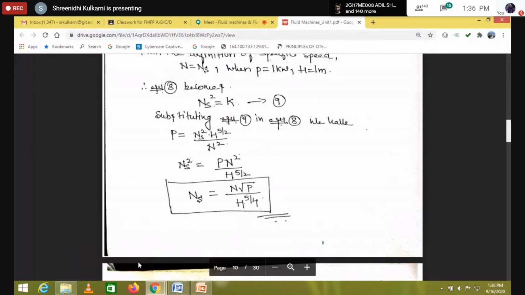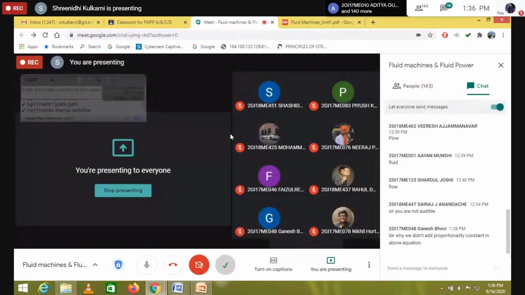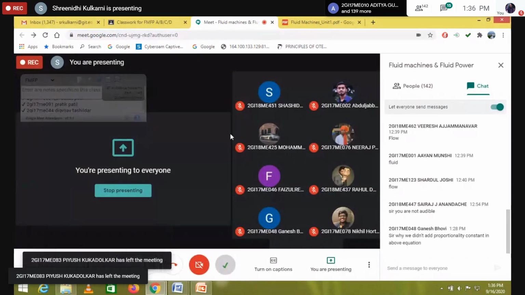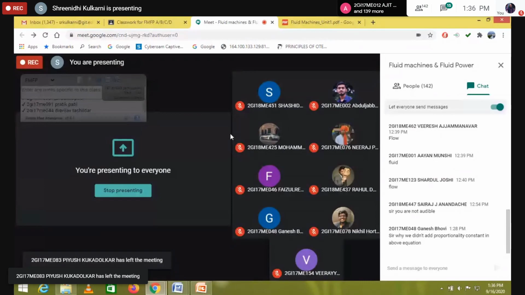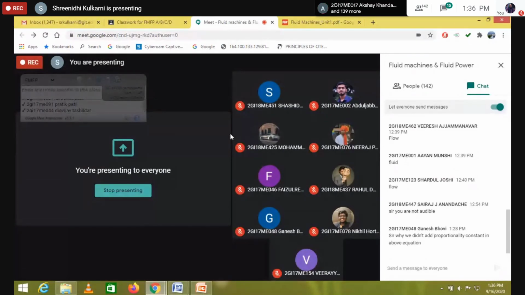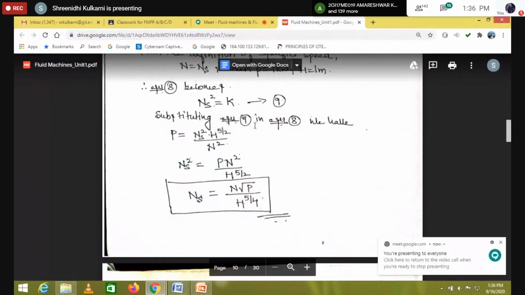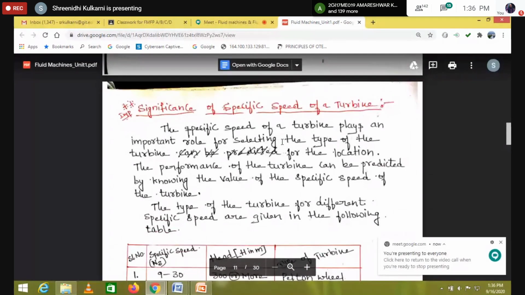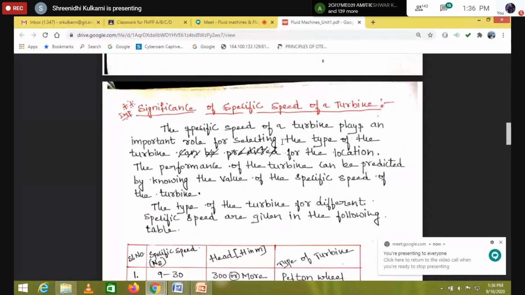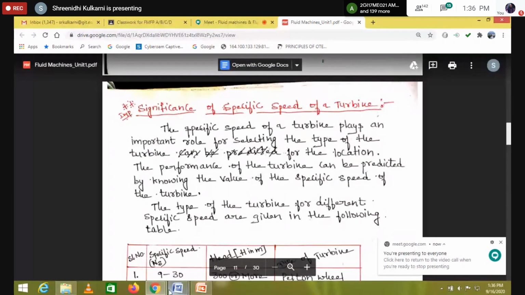So I'm going to stop here. In the next class, I'm going to derive another derivation, the specific speed of a pump, and I'll come to another method, using the Pi methods. Do you have any doubt regarding the significance of the specific speed of a turbine? No doubt? Okay, then I will stop here.